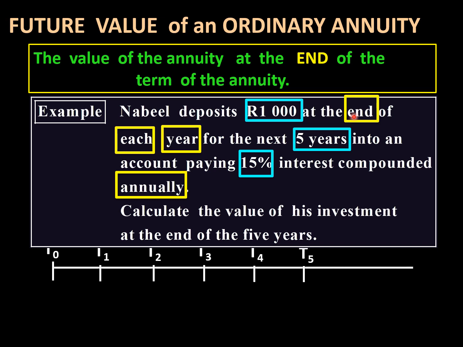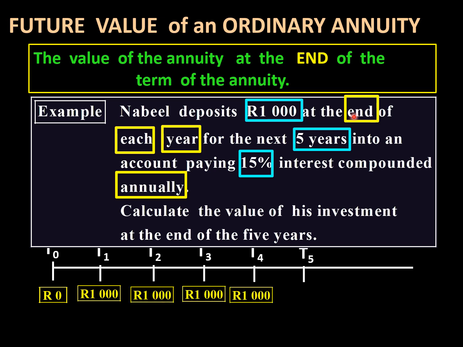So let's put up our timeline there. Initially we had nothing, so he deposits 1,000 at the end of the first year, then the next year 1,000, and the next year 1,000, and so on, and we want to know what is the value of all his deposits at the end of 5 years.